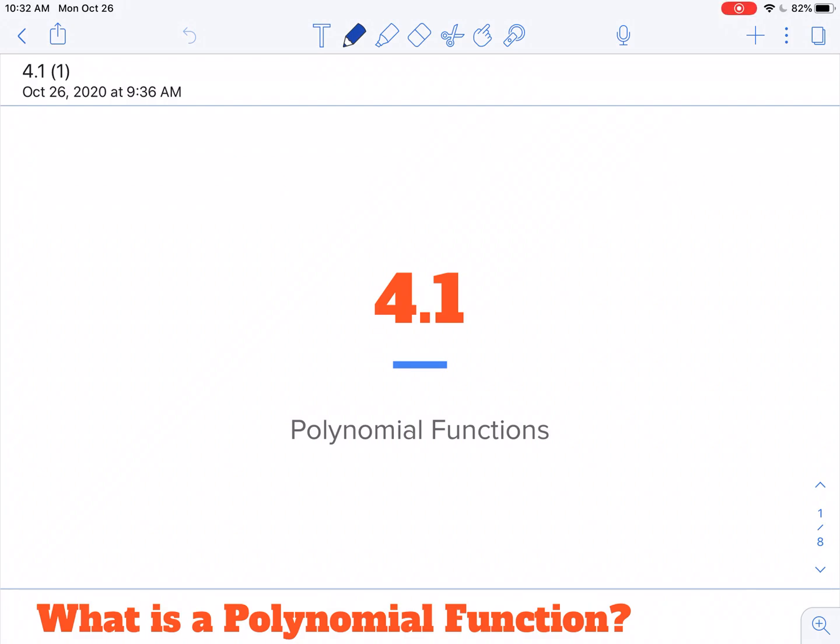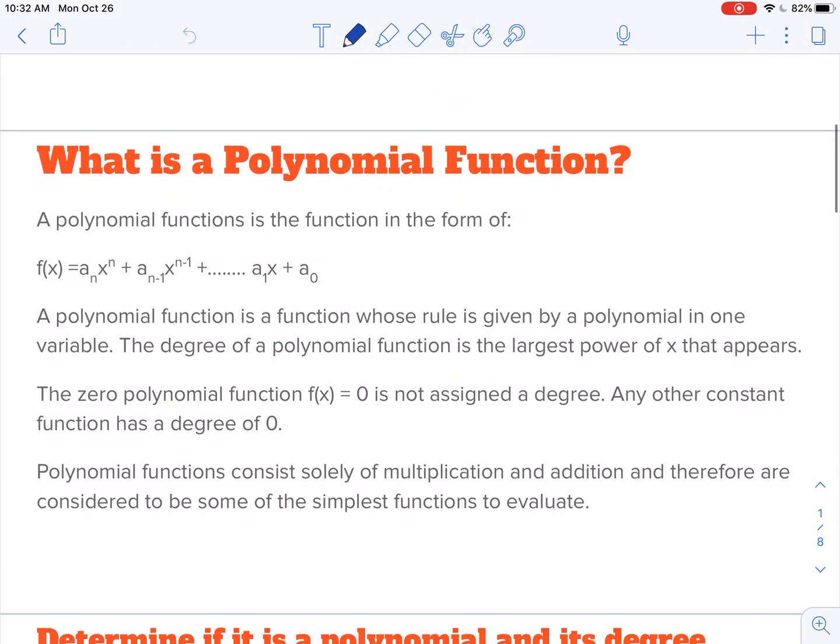These are the 4.1 part 1 notes, and we're going to start looking at polynomial functions. 4.1 encompasses a lot of information. We're actually going to spread this out over four separate note sections, but we're just going to start with some of the basics of polynomials, and then we'll move on from there. So what is a polynomial function?